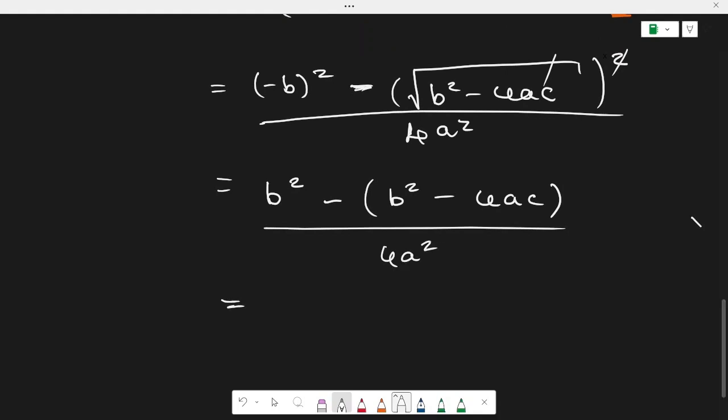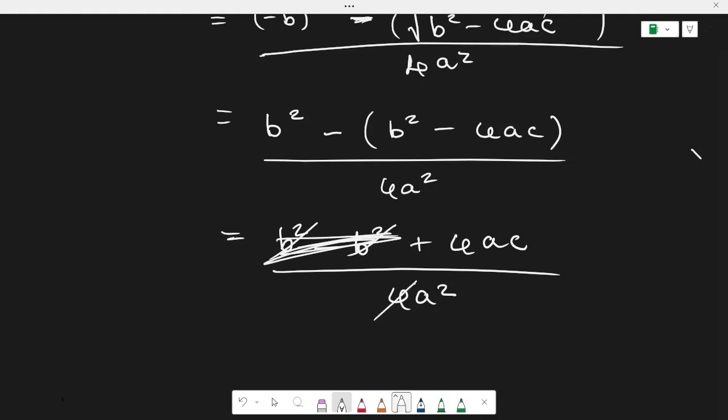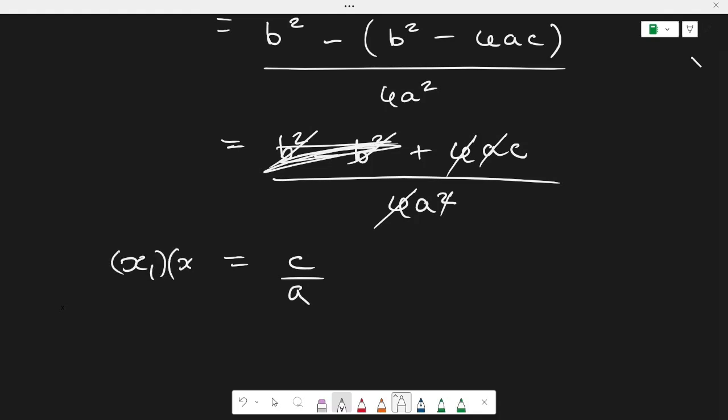And it's going to give us b squared minus b squared plus 4ac over 4a squared. This one and this one will cancel, and the 4 and the 4 will cancel, this and this will cancel, and what we will remain with is c over a as our product of two roots, right?